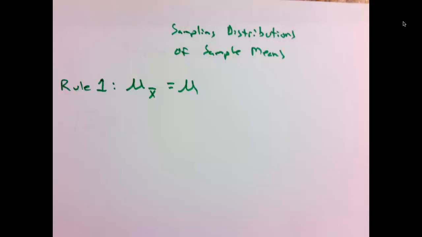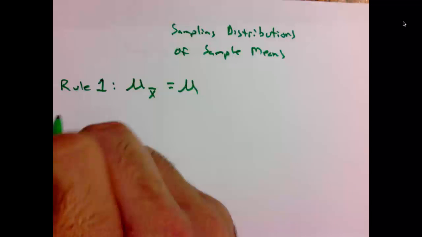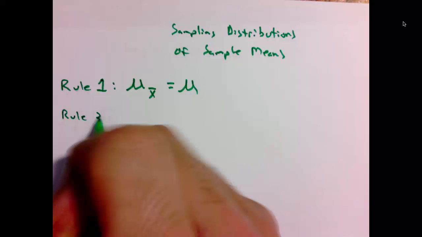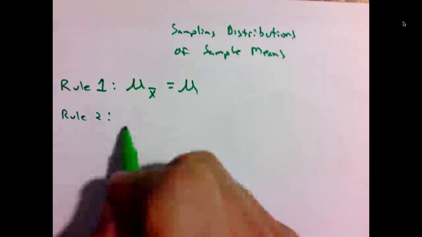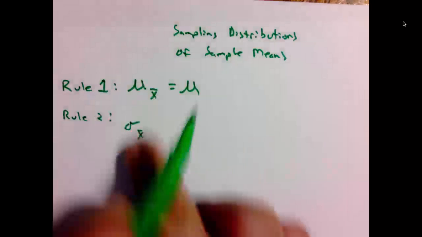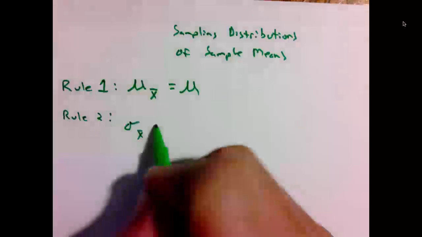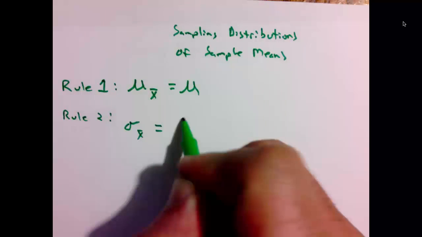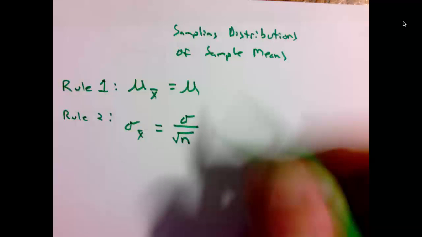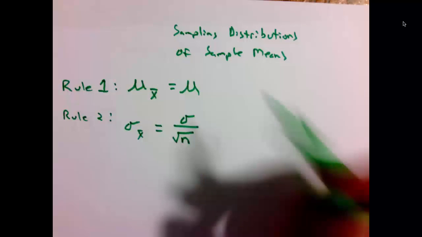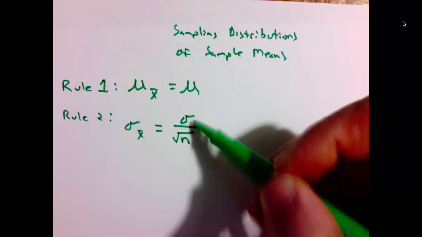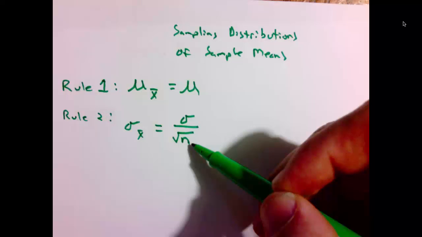Rule 2. The standard deviation of x bar, I wrote this down here just so it wouldn't get cramped up with that one, is equal to our population standard deviation divided by the square root of n. And this is strictly saying we're going to decrease our standard deviation as our sample size increases. That makes perfect sense as before.